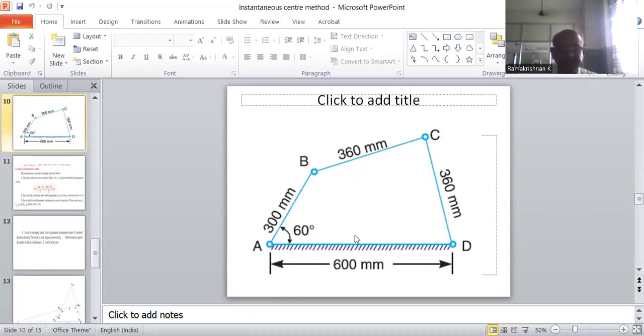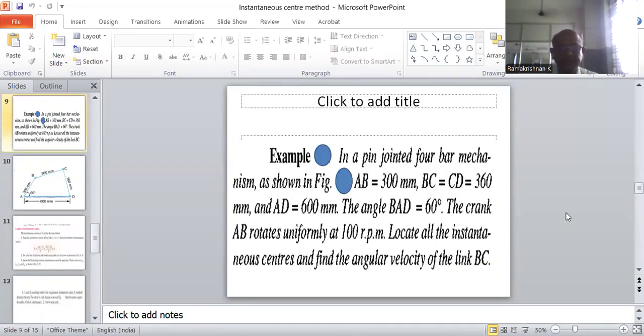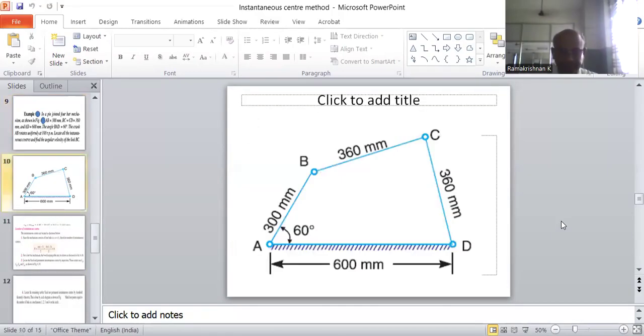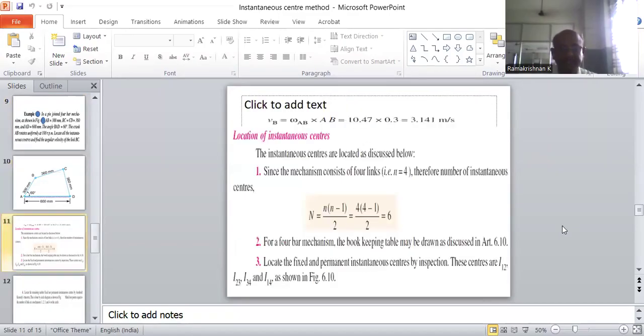AB is at 60 degrees from the fixed link at this instant. Now we have to find the angular velocity of the link BC. So we have to determine that. As per the scale determined, we have to draw the space diagram by using a suitable scale. Next, we have to follow the method.